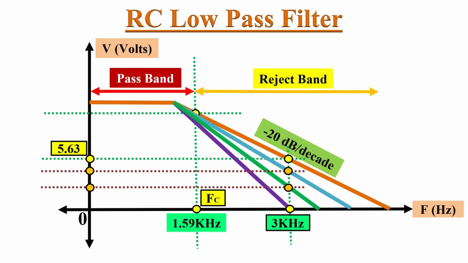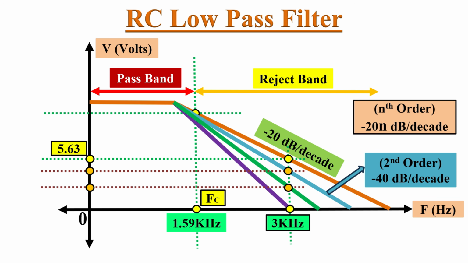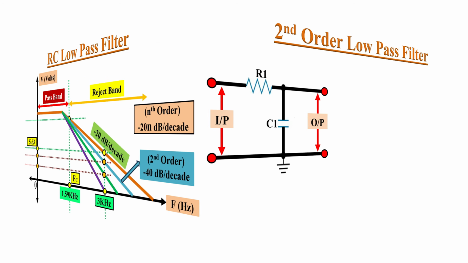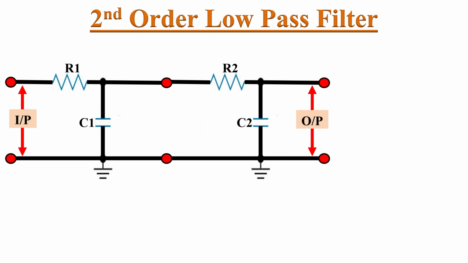Let's say if you are using a second order filter, then the slope of the curve will be minus 40 dB per decade. So if you are designing an nth order filter, then the slope of the curve will decay at minus 20 n dB per decade. That means if you are designing a fourth order filter, then the roll off will be minus 80 dB per decade. And these higher order filters can be designed by cascading first order low pass filters.